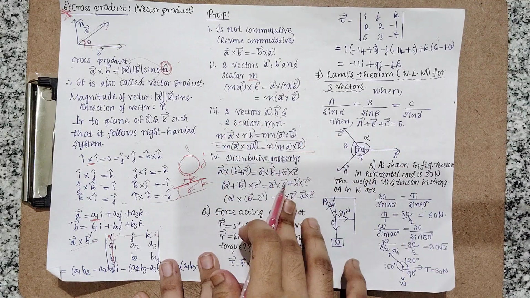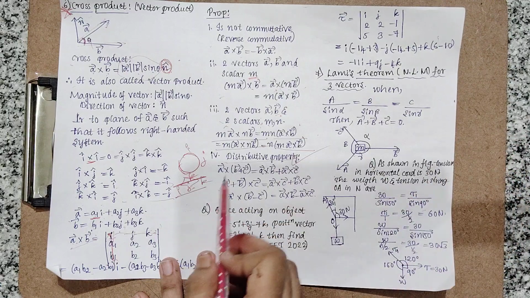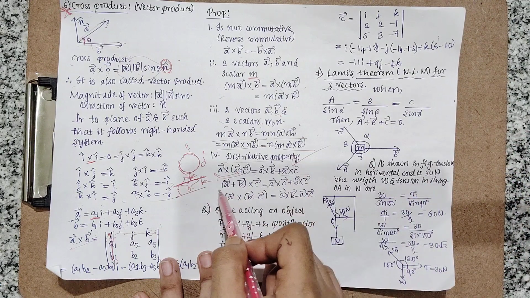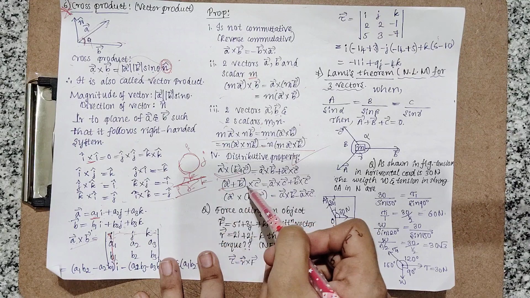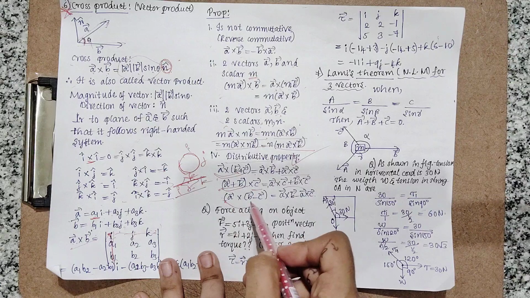Now coming to the distributive property, here also the distributive property will be followed. A bar cross B bar plus C bar is equal to A bar cross B bar plus A bar cross C bar. A bar plus B bar cross C bar is equal to A bar cross C bar plus B bar cross C bar. A bar cross B bar minus C bar is equal to A bar cross B bar minus A bar cross C bar.